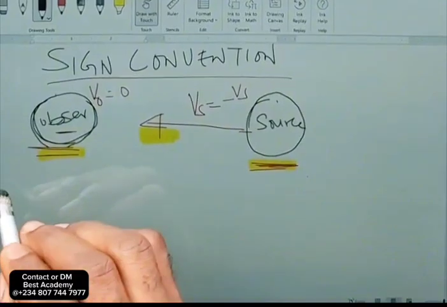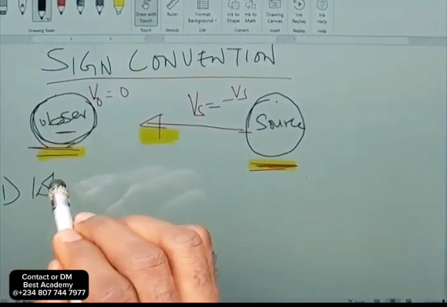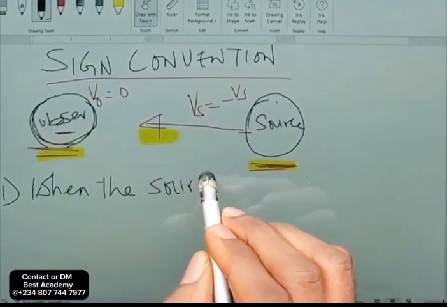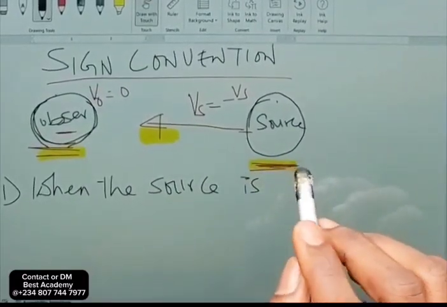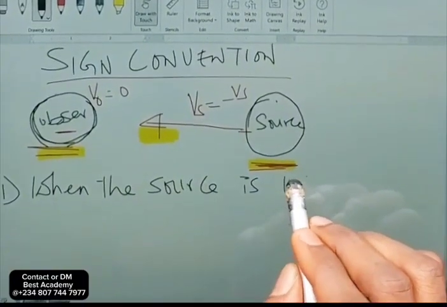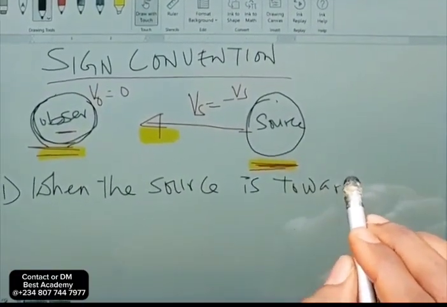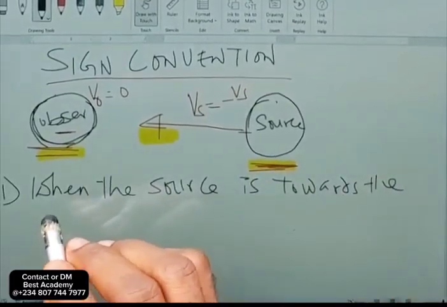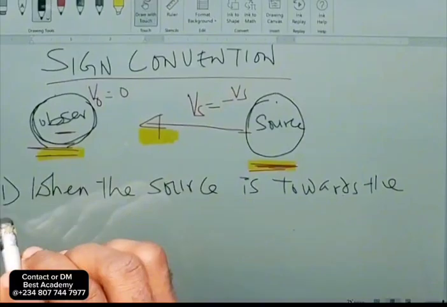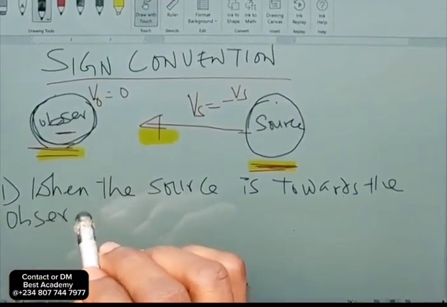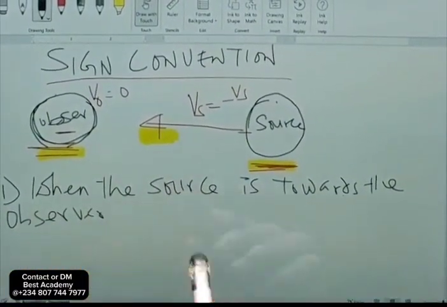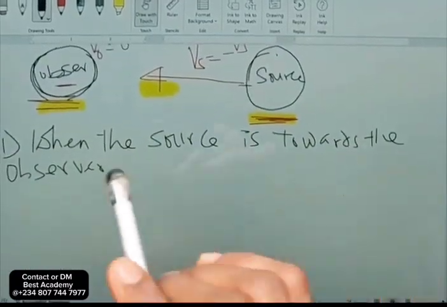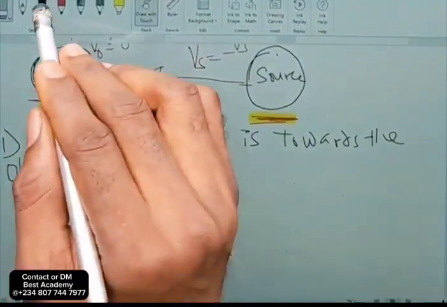Number one, when the source is towards the observer, please take note. If the source is towards the observer, that means if you have something like this, a sketch, you have to get a sketch like this.